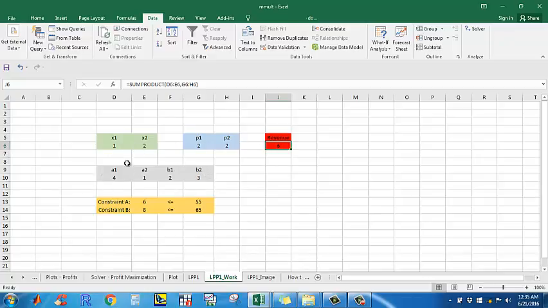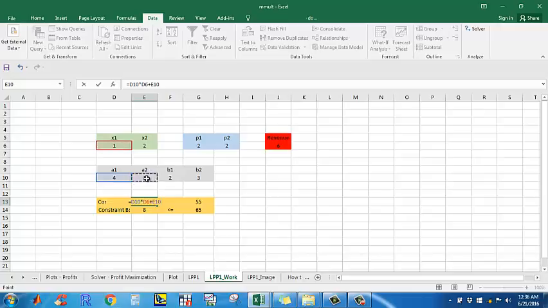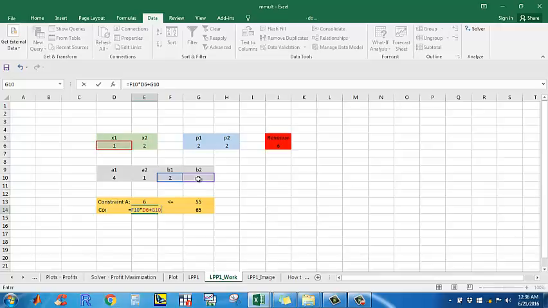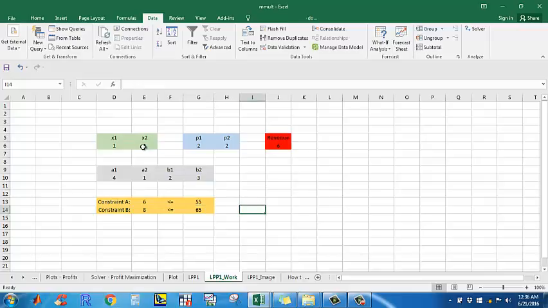We specify as before the parameter values that correspond to constraints, and constraint 1 is basically equal to 4 into x1 plus x2 is less than or equal to 55, and constraint 2 is 2 into x1 plus 3 into x2 is less than or equal to 65. So let's click on Solver.